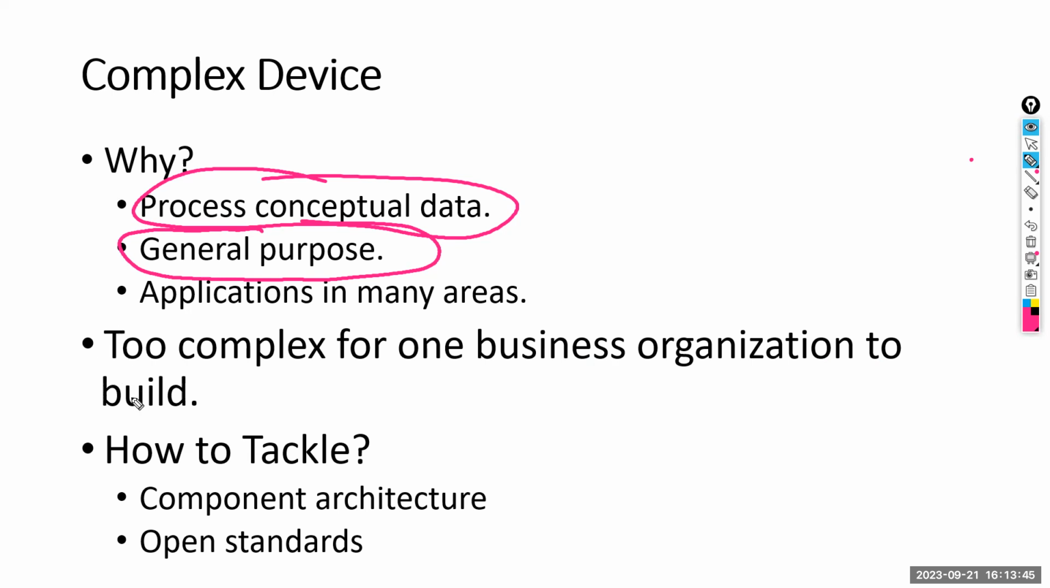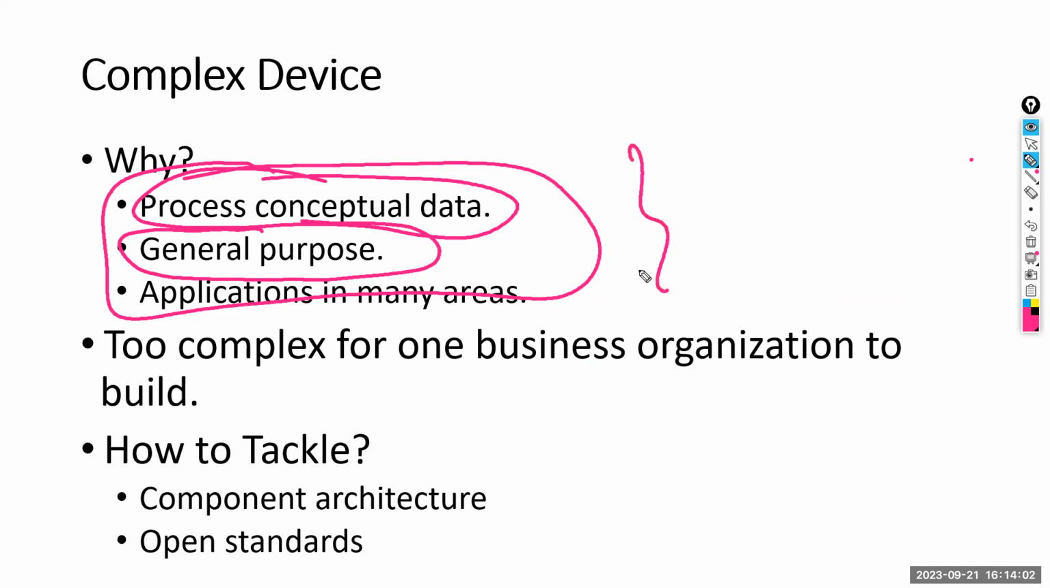Okay. And therefore, because it's such a complicated device, usually one manufacturer or business organization is not capable of building the complete computer. Now, when you buy a car, maybe it's a Toyota or Nissan. If it is a Toyota car, almost everything is built by Toyota, or maybe at least 90%. But when it comes to a computer, it is too complex for one company to build.